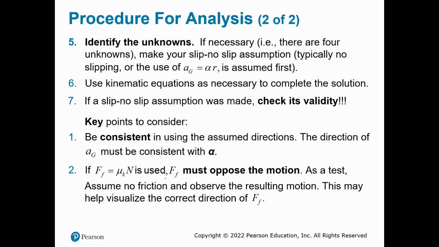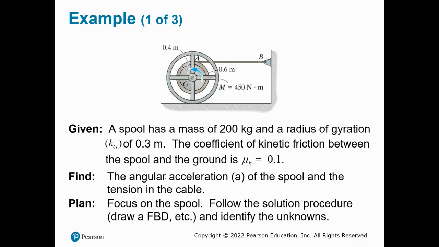Key points to consider: be consistent using the assumed directions. The direction of a_G must be consistent with alpha, and if F equals mu_k N is used, then the friction must be opposite. The friction force will always be opposite to the direction of the motion. And as a test, assume no friction and observe the resulting motion. This may help visualize the correct direction of friction. Examples.